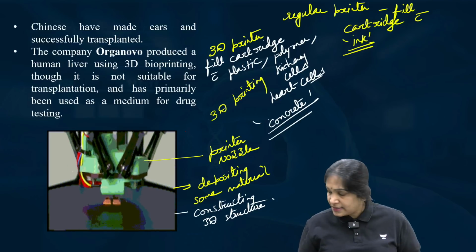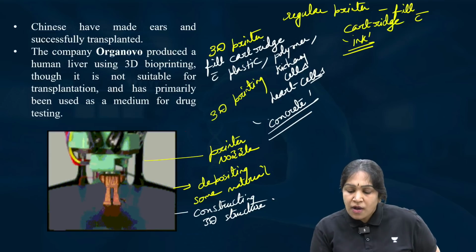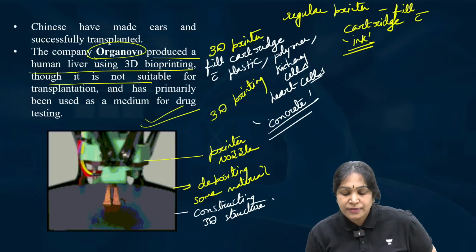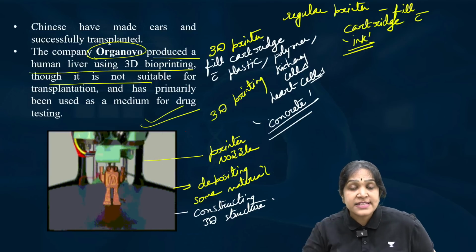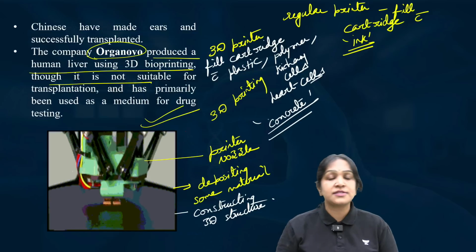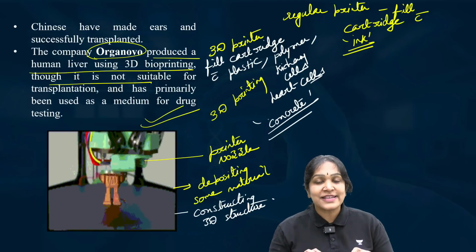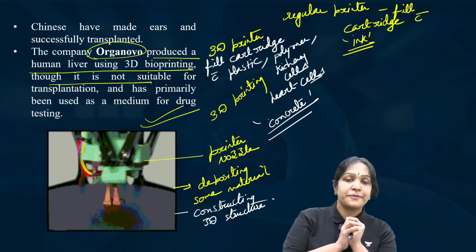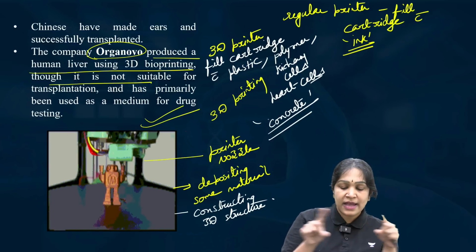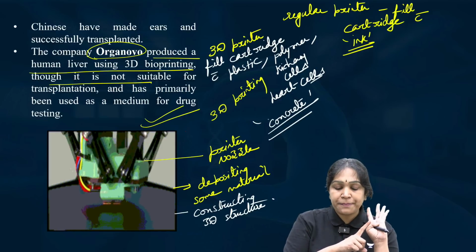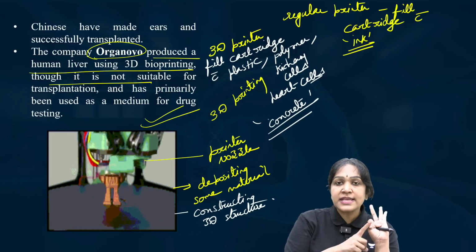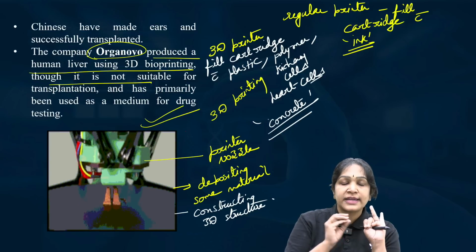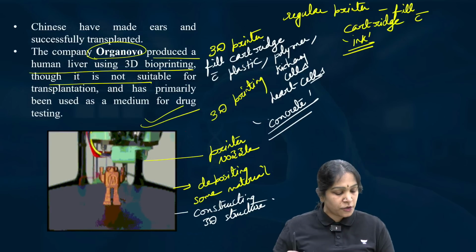And then a company called Organovo produced a human liver using this 3D printing technology. In the same way, Chinese have manufactured ears using this technology. In the same way, recently Indian scientists have created blood vessels using this technology. They printed out the blood vessels. I repeat, Organovo company printed out the human liver. Chinese manufactured the human ears. Indian scientists manufactured the three-dimensional blood vessels of the humans.